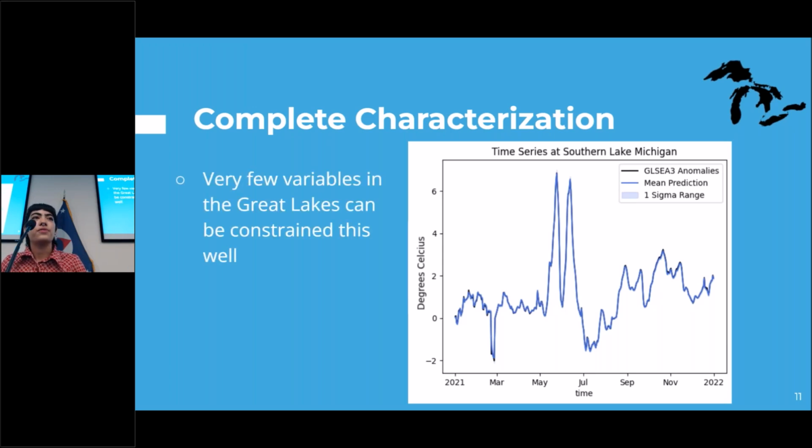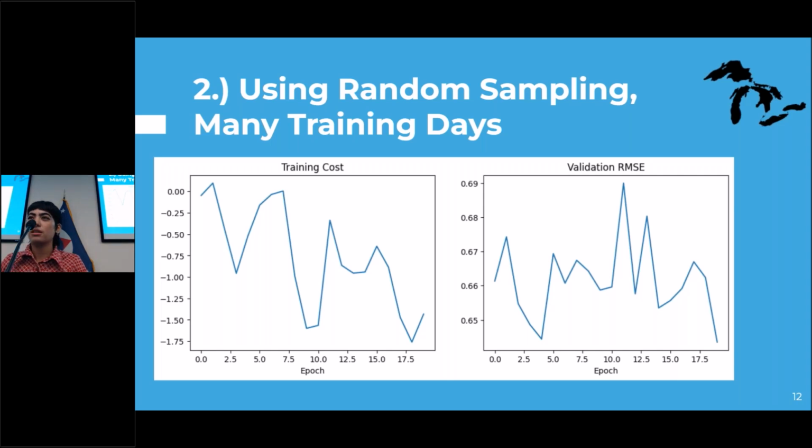But very few variables in the Great Lakes can be constrained this well. It's not the reality of most observing systems. So we moved on to using random sampling across the grid space across many training days. This is the training regime that the Deep Sensor paper uses. We don't see a very clear downward trend in root mean squared error, and that's telling us the model is not fitting the data very well, and so it does not converge. We're not seeing that drop and then staying relatively the same.